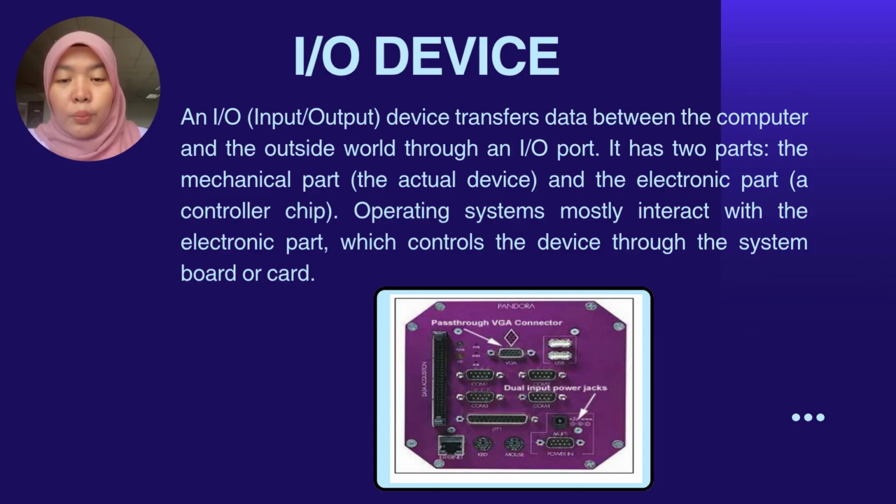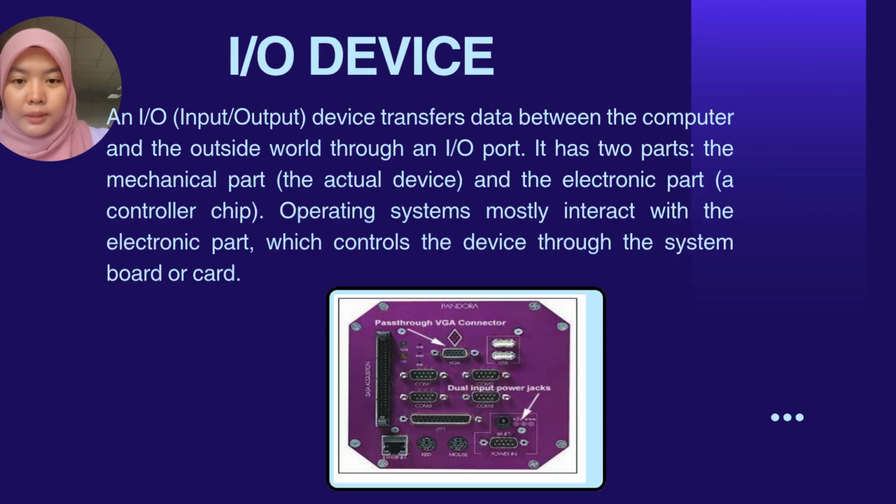Next, we move to the I/O device. An I/O device is an input-output device to move data between the computer and the outside world through the I/O port. Each device has two parts, which are the mechanical part like the keyboard and also the electronic part like the controller chip.